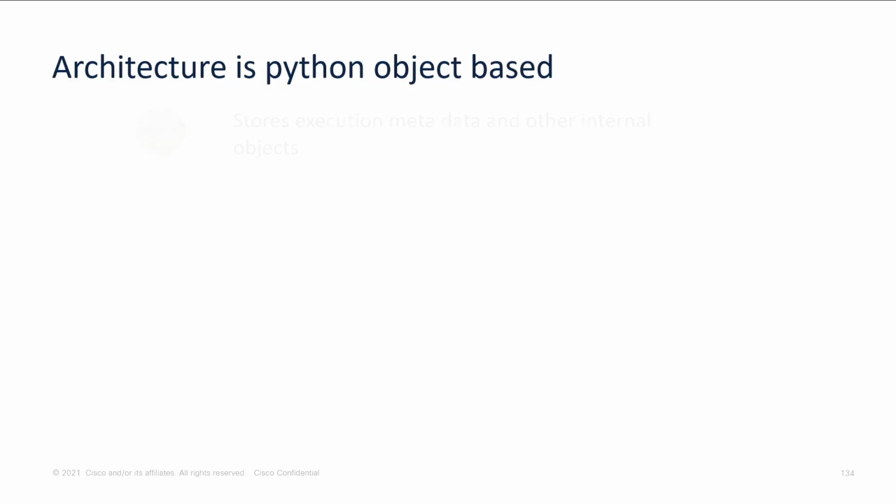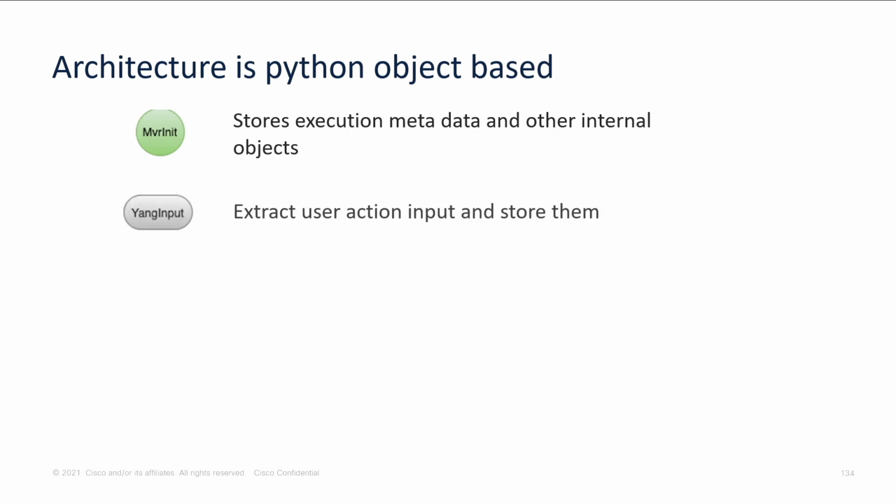Okay, architecture. So these are the different class implementations. MVR init basically stores all the metadata like the execution ID and stuff, everything internal, right? And then we have something called Yang. So before I come to this, MVR is basically an action package, right? In an action package, you have this input, and then you can define your own custom inputs. And this is our starting point, right?